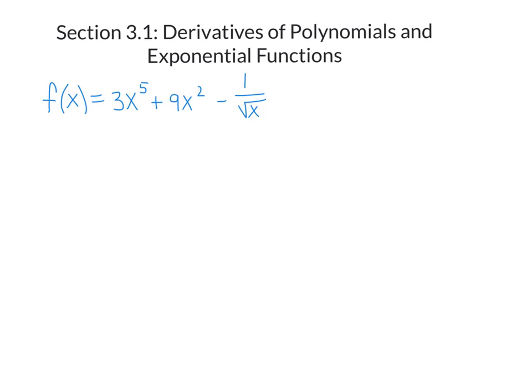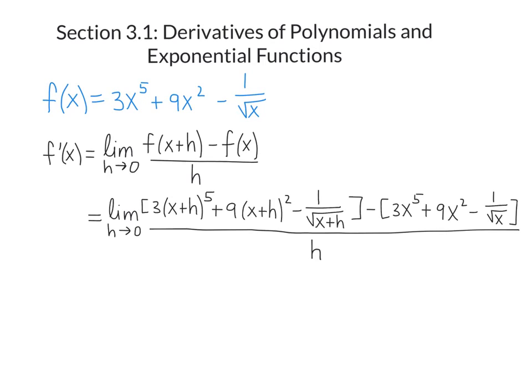So far, the only tool available to us is the limit definition of the derivative. f prime of x is equal to the limit as h approaches 0 of f of x plus h minus f of x over h. Now, f of x plus h is simply f of x with x replaced by x plus h. So, f of x plus h is equal to the expression that you see here. And f of x is, of course, the function that we were given originally.